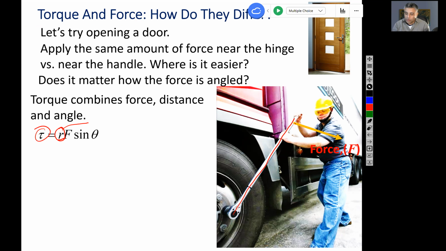Okay, so where the force is acting, that's the R. What direction the force is acting, that's the angle. Okay. And of course, how much force you are applying. All those three matter. So when we bundle them together, that's what makes the torque. Okay. And this point is called the axis of rotation. So in the case of a door, the hinges, the line passing through the hinges, that's the axis of rotation, right?